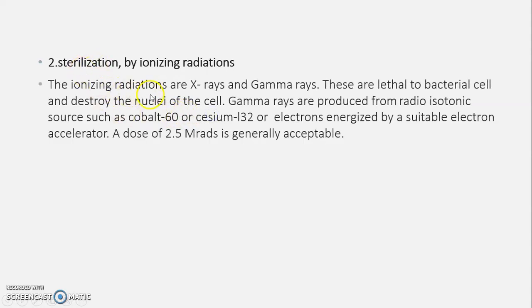Then sterilization by ionization radiation. Ionization radiations are X-rays and gamma rays. These are lethal to bacteria and destroy the nuclei of the cells. Gamma rays are produced from a radioisotopic source such as cobalt-60, cesium-137, or electrons energized by a suitable electron accelerator. Its dose is 2.5 Mrad.